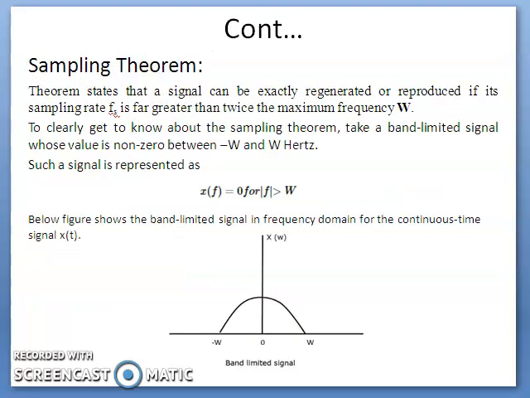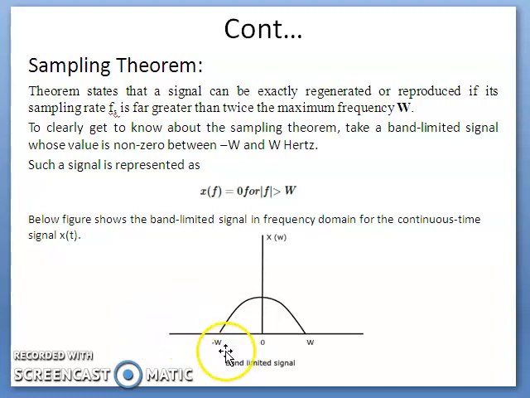Now this is the sampling theorem. This theorem states that the signal can exactly be regenerated or reproduced if its sampling rate Fs is greater than twice the maximum frequency, that is twice the Nyquist criteria. We have seen that. Now, to clearly know about the sampling theorem, take a signal.